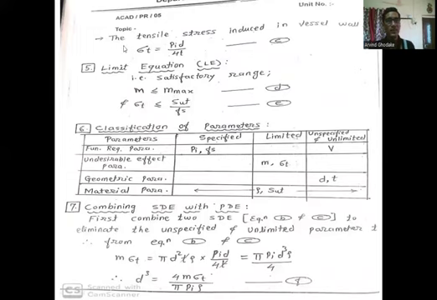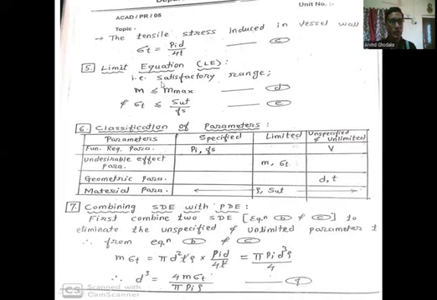Then the stress induced in the vessel is also a subsidiary or secondary design equation, which is sigma T equal to pi D by 4T. So equations B and C are called secondary or subsidiary design equations.